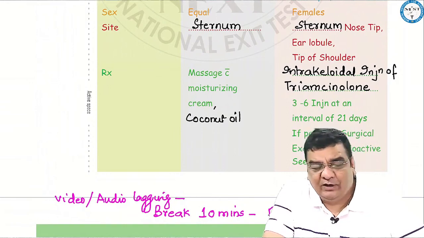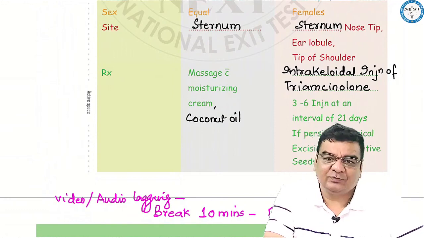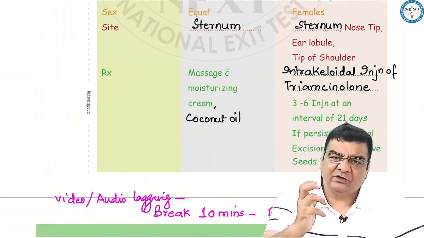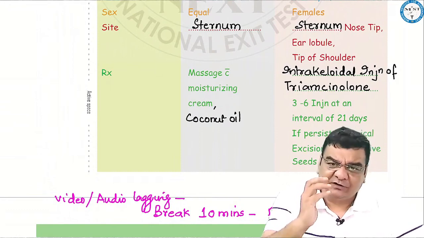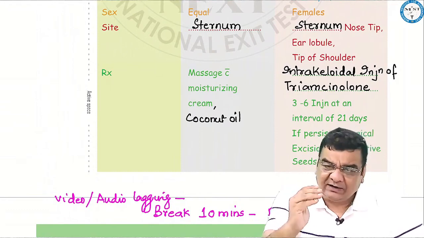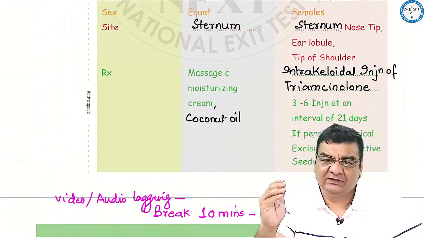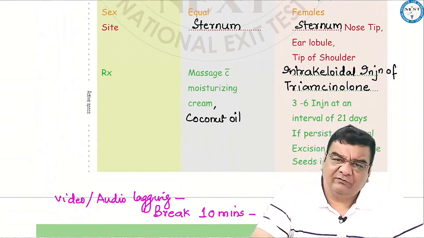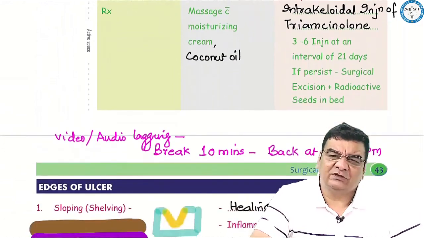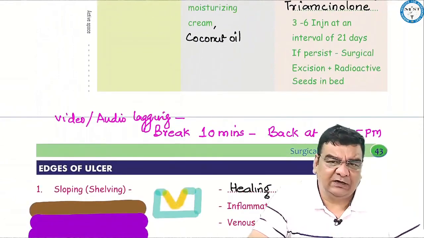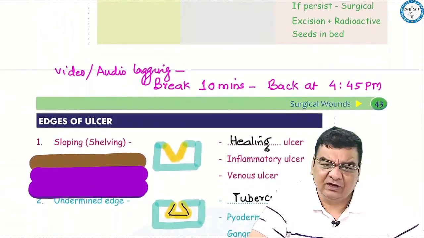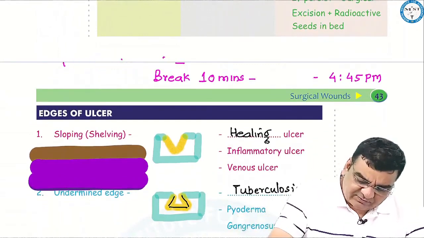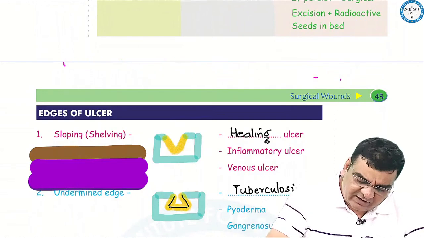While in a keloid, since they do not resolve spontaneously, we give intralesional injection of triamcinolone. Generally we give 3 to 6 injections at an interval of 21 days. If the keloid still persists, then we do surgical excision and we put some radioactive seeds in the bed of the keloid, which is called interstitial radiotherapy.